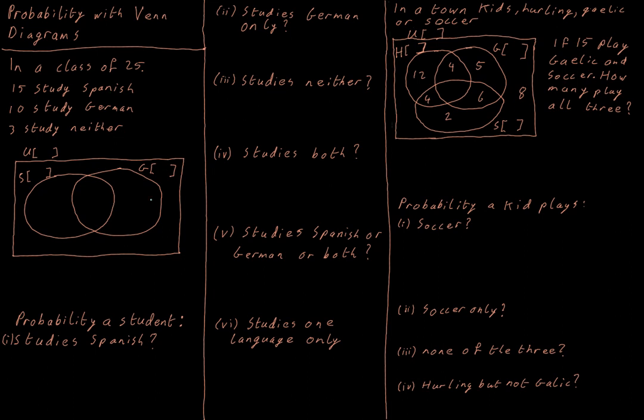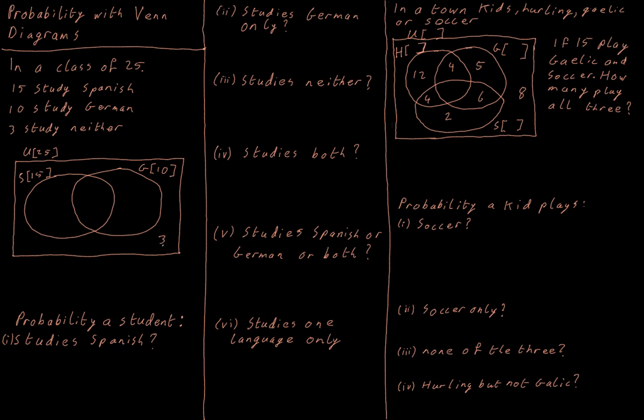Our first job is to fill in our Venn diagram. Well, I have sketched out our Venn diagram here. Our universe in this question is going to be the class of 25. So in my square brackets, I put in 25. S is going to stand for studying Spanish. And there are 15 people in total who study Spanish. There are 10 people in total who study German. And there are 3 people who study neither.